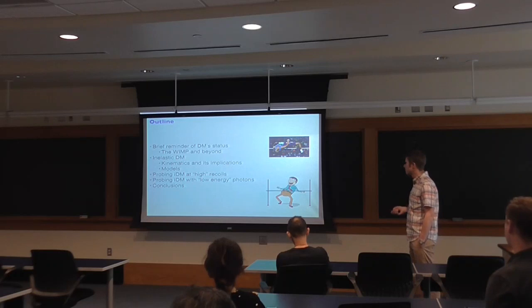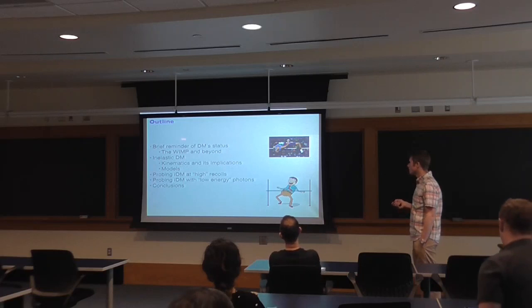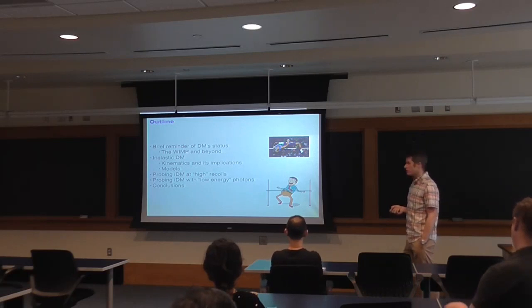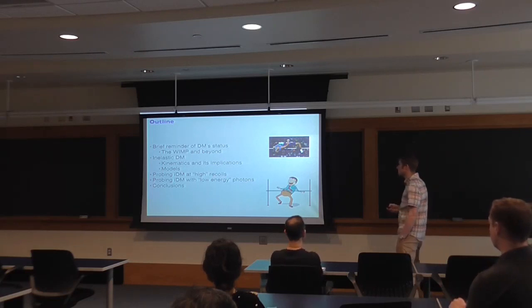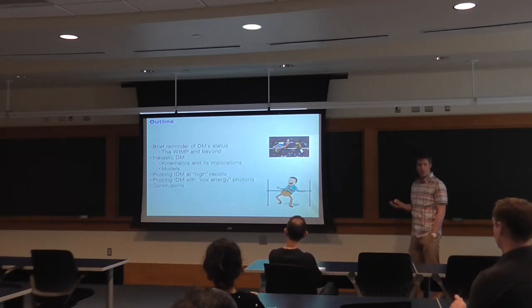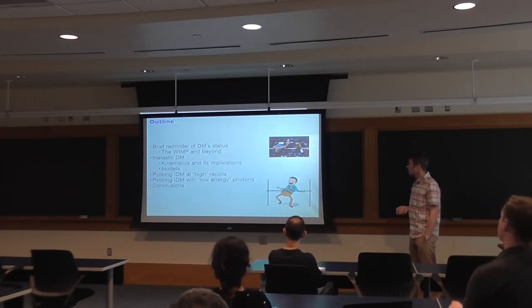So the outline of the talk is basically that we'll give you a brief reminder of where we are in the world of dark matter, what we know and what we don't know. I'll talk a little bit about the spectrum of models that are out there, the WIMP and beyond the WIMP, and then I'll focus in on one particular example, which is inelastic dark matter. I'll lead you through what's different in inelastic dark matter than the sort of canonical elastic dark matter. In particular, the kinematics of the collisions changes, and that has implications for experiments.